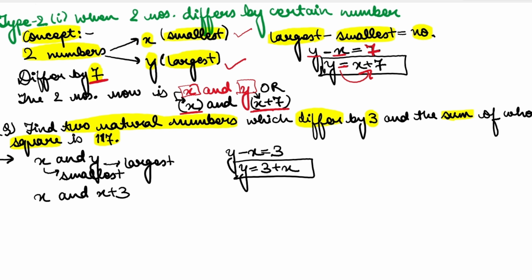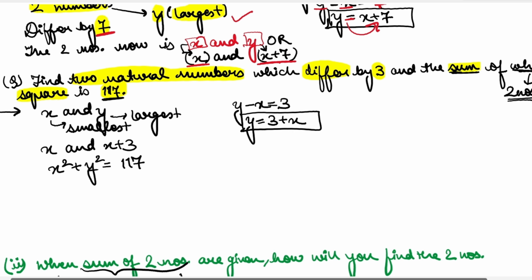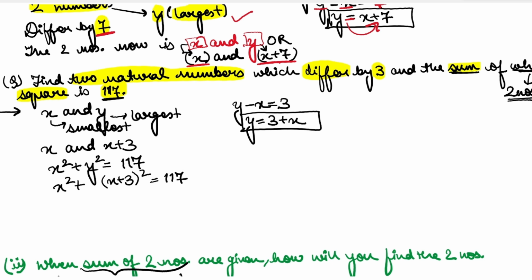Now it says you the sum of whose square is 117. 117 मतलब the sum of whose square मतलब वो two numbers जो दिया हुआ है उन दोनों का स्क्वायर जो है वो 117 दे रहा है, ओके। So we can write it as x square plus y square is equal to 117, okay. दोनों का स्क्वायर हमने ले लिया। अब हमें पता है y in terms of x, so we can write it as x square plus x plus 3 whole square is equal to 117. Now we know the formula, that is x plus a whole square is equal to x square plus 9 plus 6x is equal to 117.